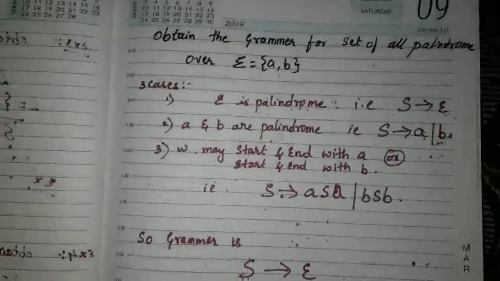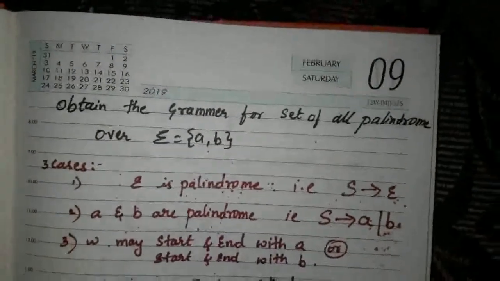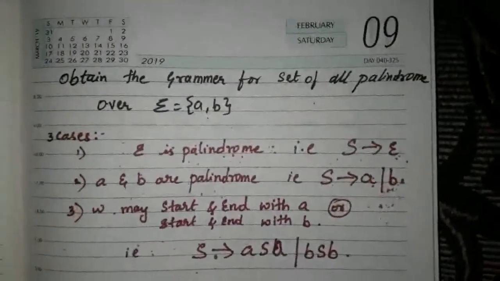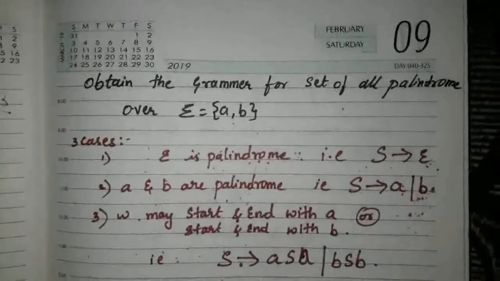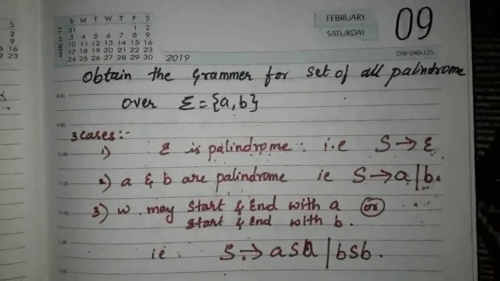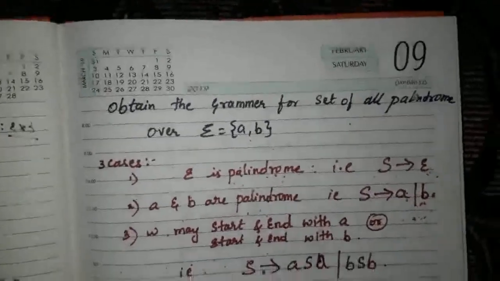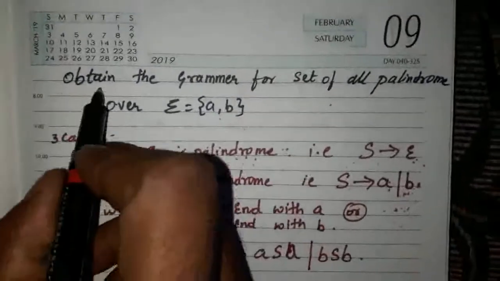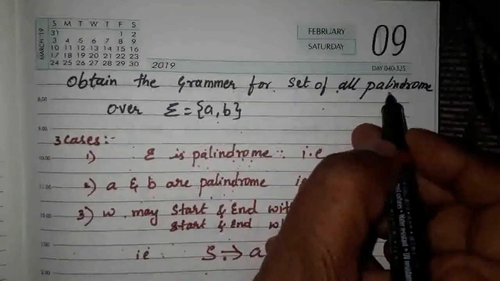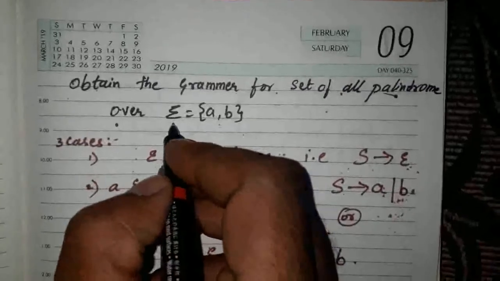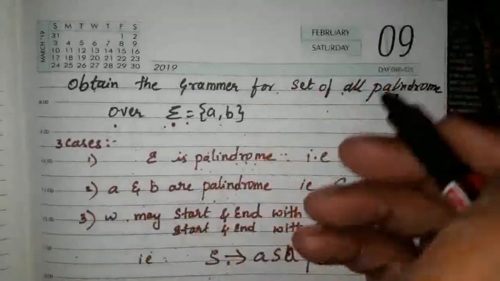Okay, so now we'll go to the next problem. Based on this problem, there are two more problems. So we'll see how to write a grammar for this. Here the question says, obtain the grammar for the set of all palindromes over the alphabet Σ = {a, b}.